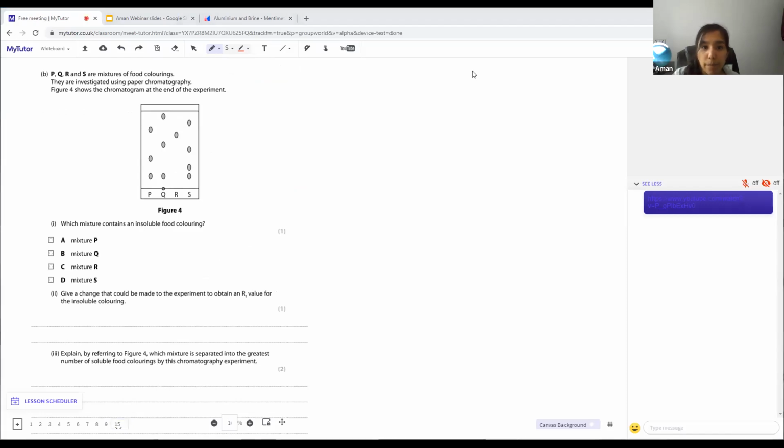Good, yep. Everyone's sending me the right answers so far. It's not R, it's Q. And the reason it's Q is if you have a look at the line, Q's still got something on the start line. So what that means is that the solvent hasn't been able to dissolve part of whatever's in Q. So it's got an insoluble food coloring, because not all of the substances in Q are soluble. Good, okay. By the way, are P, Q, R and S pure or impure?